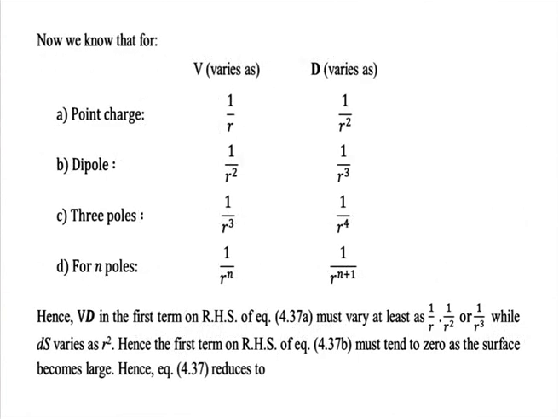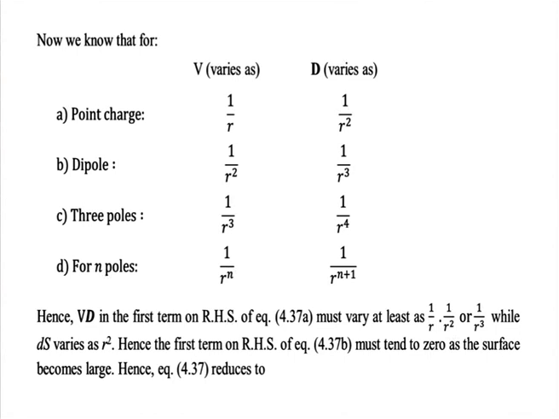Now, we know that for a point charge, V varies as 1 by r while D varies as 1 by r square. For a dipole, V varies as 1 by r square while D varies as 1 by r cube, and similarly when we have n poles, V varies as 1 by r to the power of n while D varies as 1 by r to the power n plus 1.